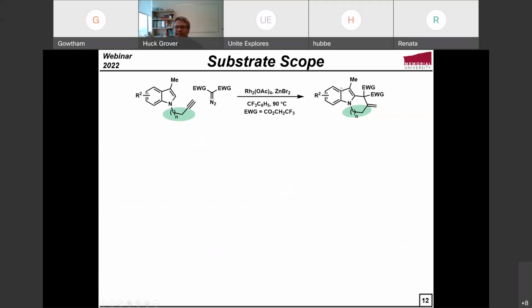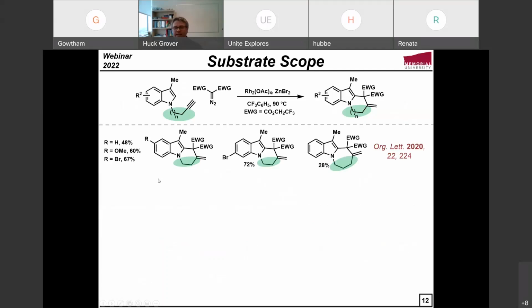Finally, we extended the scope by looking at the different ring sizes that could be formed, and up to date, we can form the 6-membered rings, in relatively comparable yields to the 5-membered rings, and we can even access a 7-membered ring. And this was research that we published back in 2020.